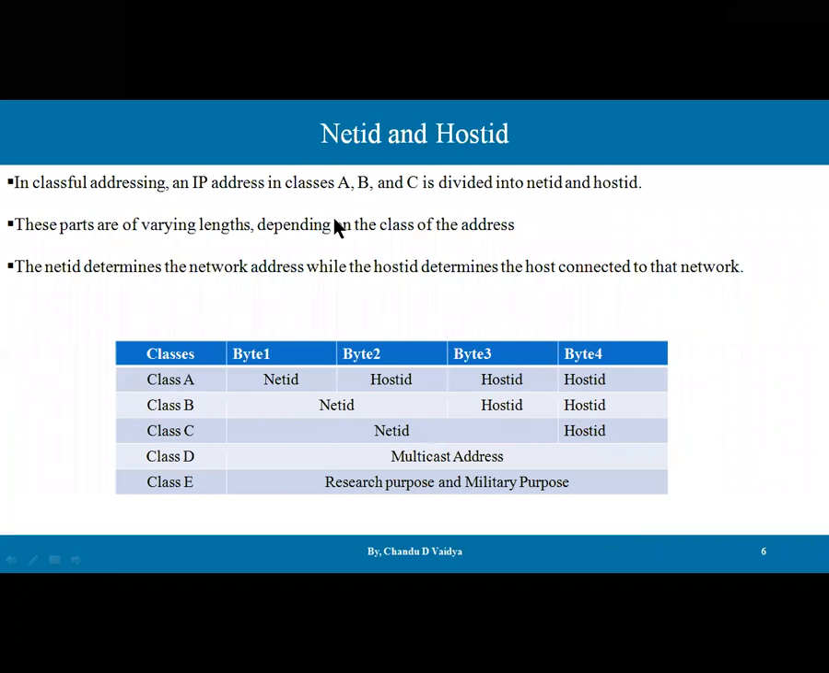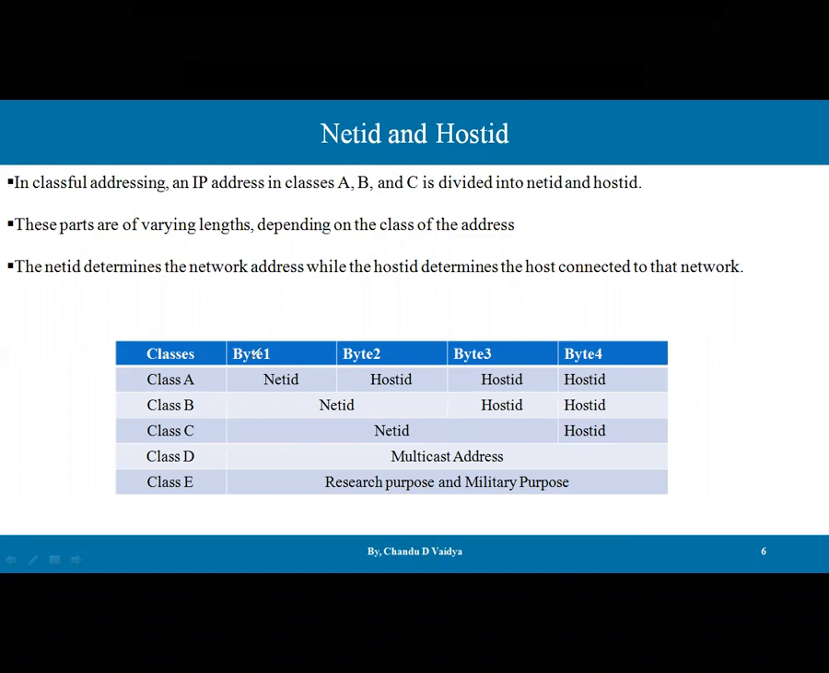Then there is a second concept available with classful IP addressing, that is the net ID and host ID. We know that in a network there are many networks available and many computers attached. So how do we identify which portion belongs to the network and which portion belongs to the host ID? For that there is supposed to be a kind of reservation, so which octet belongs to the net ID or the host ID.